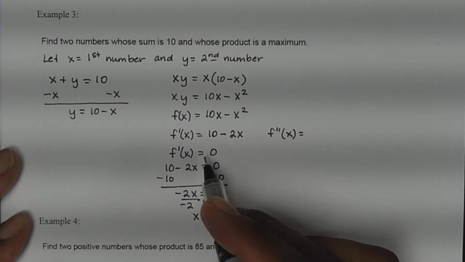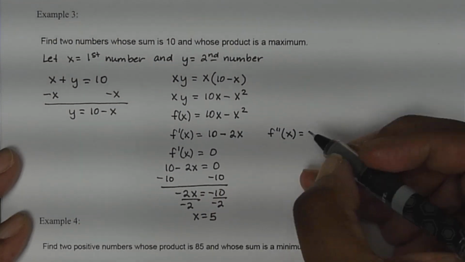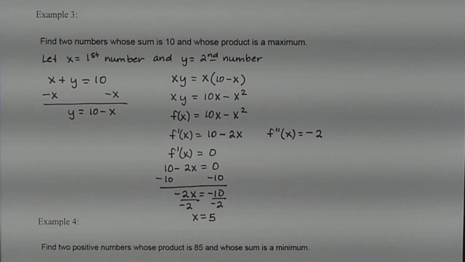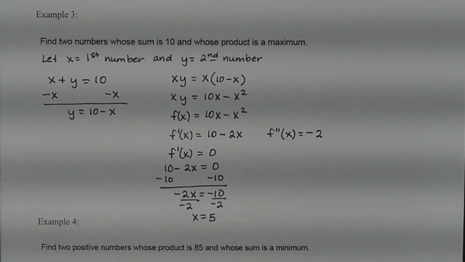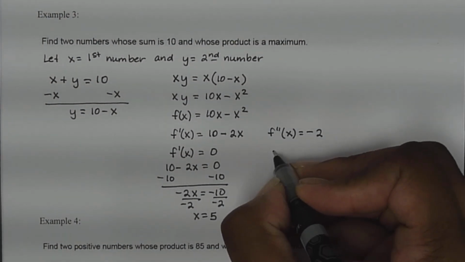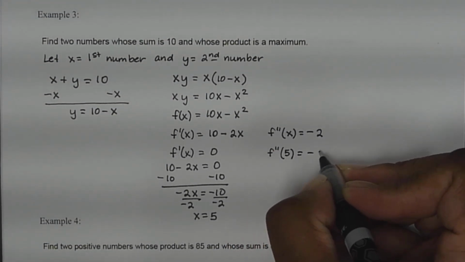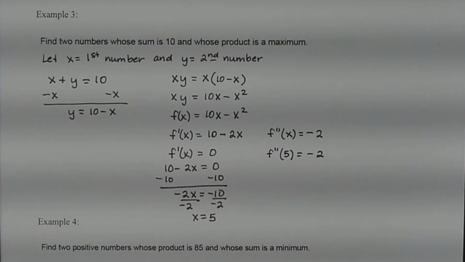The derivative of 10 will be 0. The derivative of negative 2x will be negative 2. Okay. Now, if I replace the x with 5 in f double prime of x, that's my second derivative function, it's still going to be negative 2.